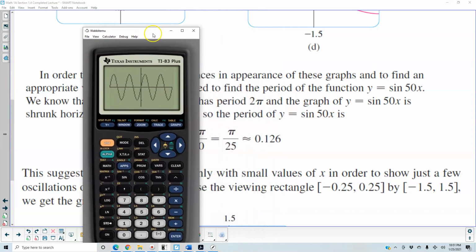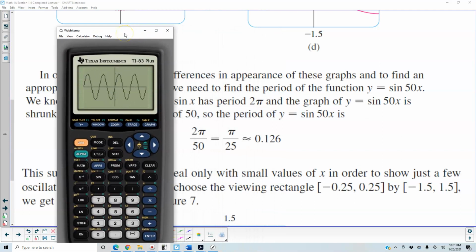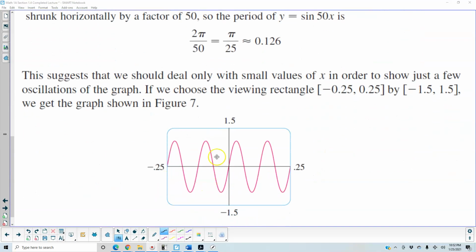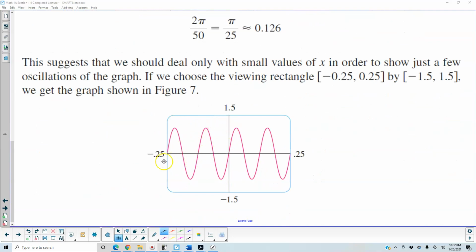So again, just as we've seen in our other examples, we need to find a domain and range. But now when we're dealing with a trigonometric function, we need to take into consideration the period so that we're able to look at the graph the way we would like according to that particular function. And then we can see below here that this is figure 7. This is, again, using our x minimum and x max to be negative 0.25 and 0.25, and remaining negative 1.5 and 1.5 for the y min and y maximum.